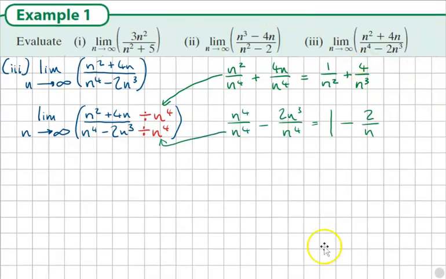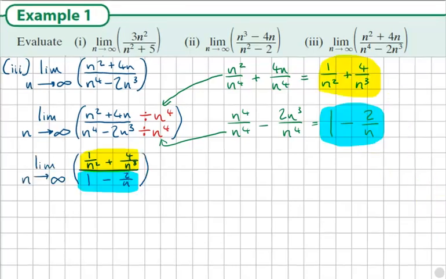And then the denominator, n to the power of 4 divided by n to the power of 4 is just 1. Anything divided by itself is 1, so we get a constant. And then minus 2n cubed over n to the power of 4 is going to simplify to minus 2 over n. So this is our new numerator, 1 over n squared plus 4 over n cubed. And this is our new denominator, 1 minus 2 over n.